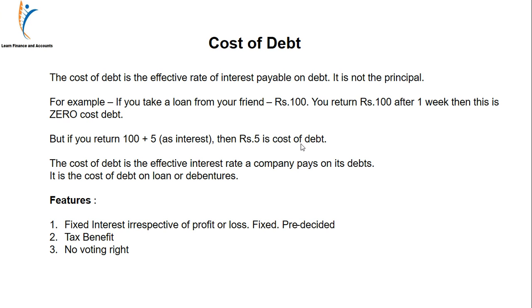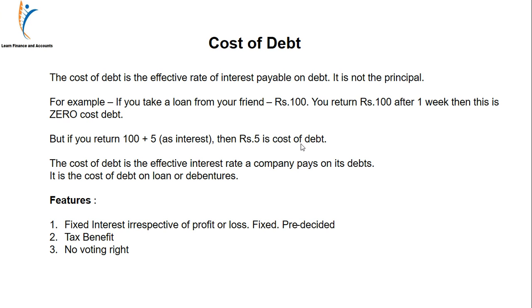Third feature is no voting right. All the debenture holders or all the non-individuals who have given loan to the company, whether they are a bank, or an NBFC, non-banking finance company, or debenture holders, will get a certificate from the company that they have given some loan to the company. But they do not have any voting rights. This means that they cannot interfere in the management of the company.